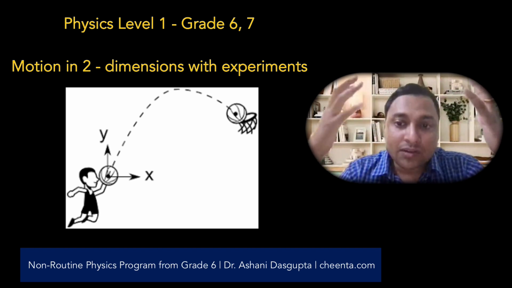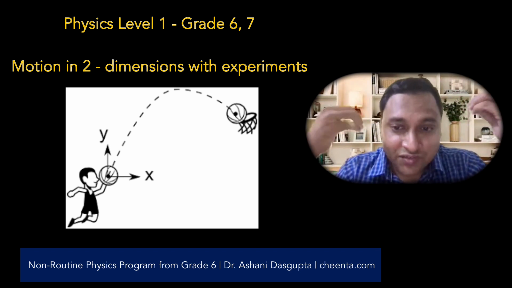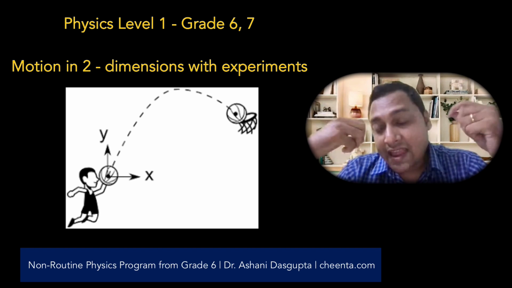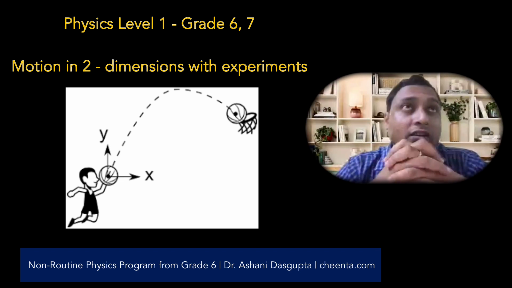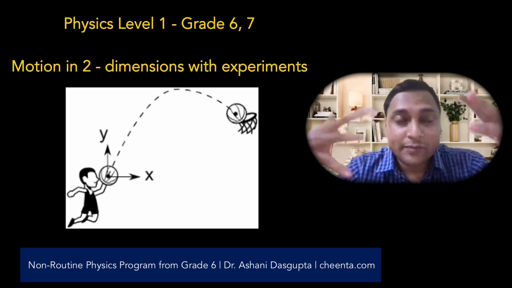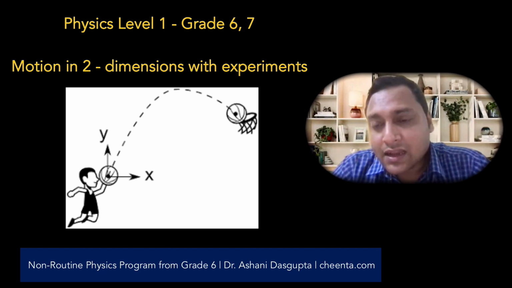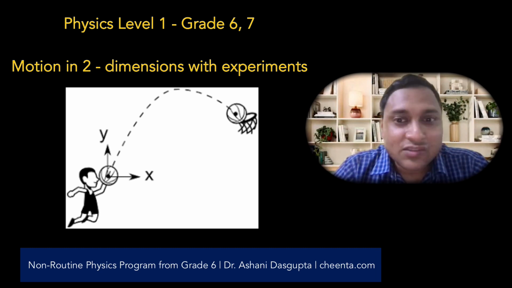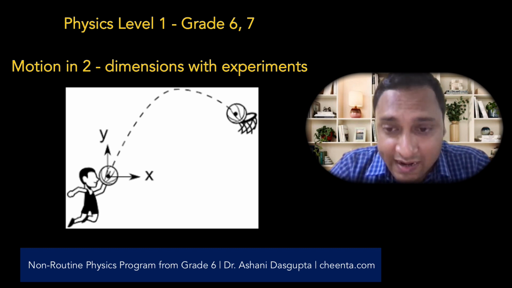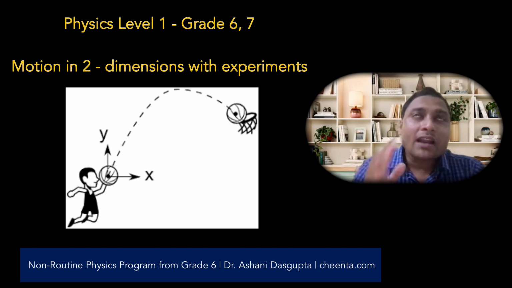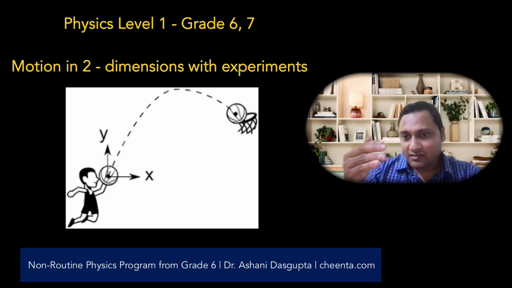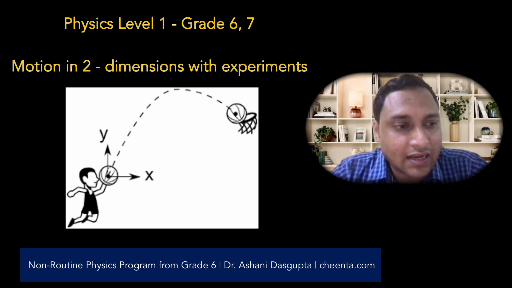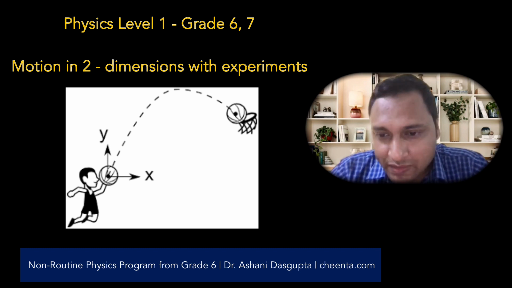Only if a student is able to solve nice, interesting, non-routine problems, and if he is able to create experiments in a simulation or physically, we are still doing simulated experiments, only then can the student achieve conceptual clarity. So level 1 is for students in grade 6, 7, 8 who are just starting out with physics.